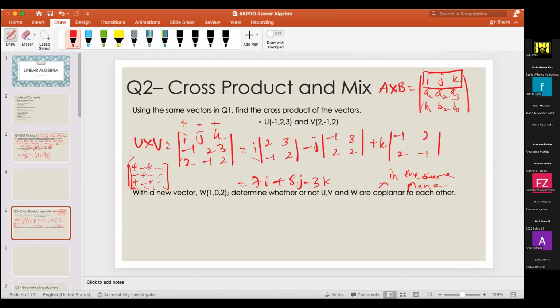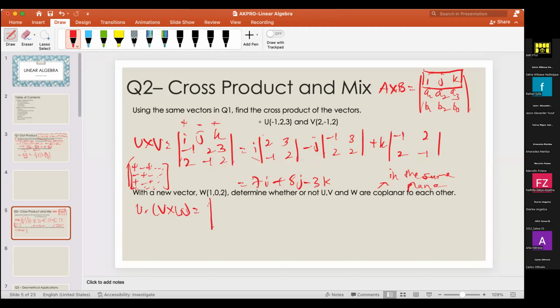So in order to determine this, we need to use this formula: U dot V cross W. And this is the matrix. Actually, you don't have to do it in this order. You can do it in any order you want. It's fine.